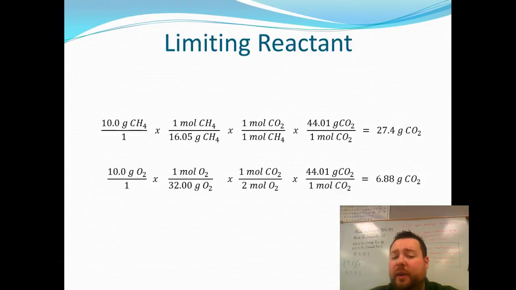If I know that 10 grams of oxygen is my limiting reactant, then I could take that 6.88 grams of CO2 and put that into the equation and work this backwards and say, all right, if I want to get 6.88 grams of CO2, how many grams of methane would I need in order to react that? This is just how that works. We're just using stoichiometry, but we're taking it a step further in how we are using that.